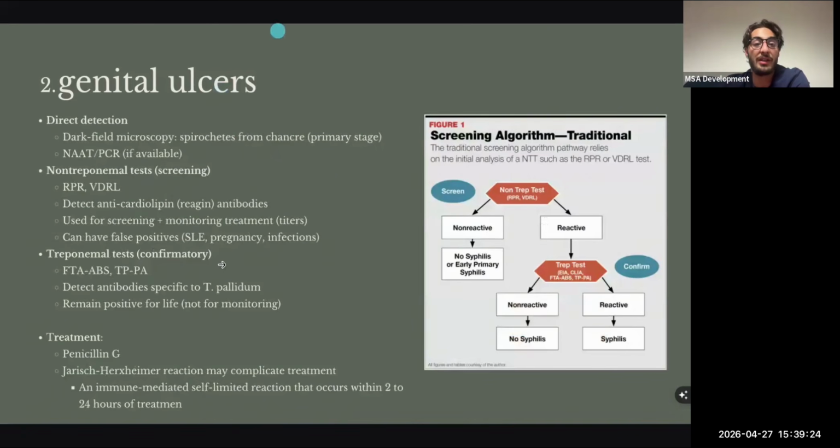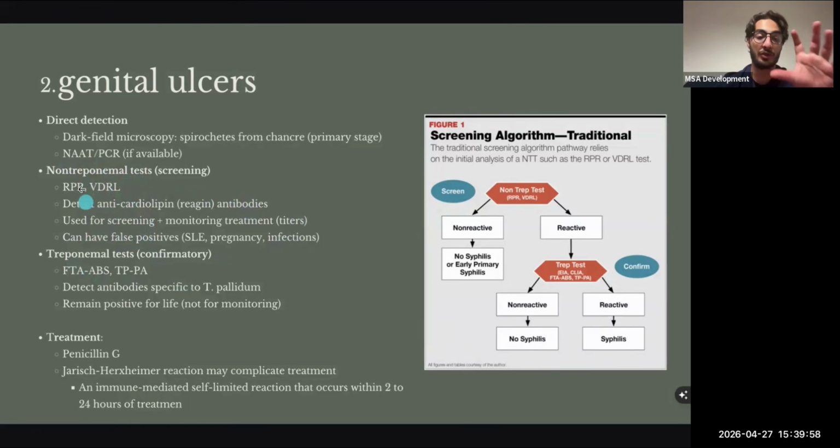Now we're going to talk about how you actually diagnose syphilis. Obviously you could do the dark field microscopy, but usually there are screening tests and then confirmation tests. Screening tests would be the VDRL or the RPR. They use them for screening and to monitor treatment. You could also do the anti-cardiolipin antibodies. Just remember that anti-cardiolipin antibodies, RPR and VDRL can have a lot of false positives.